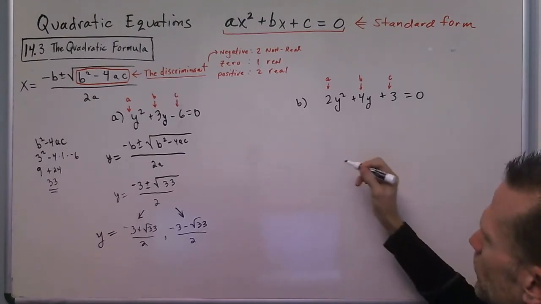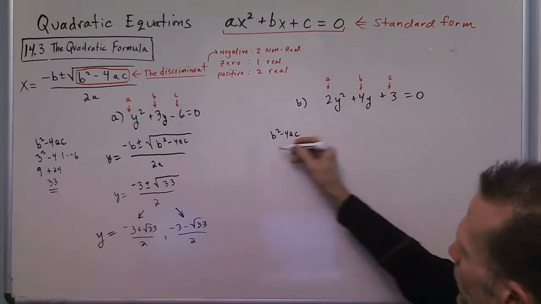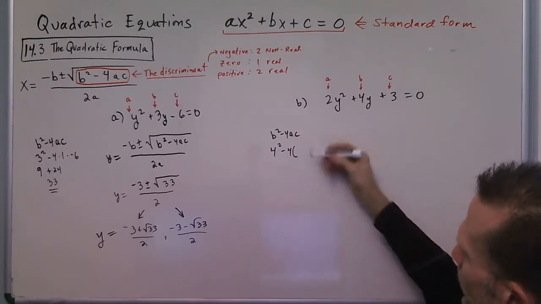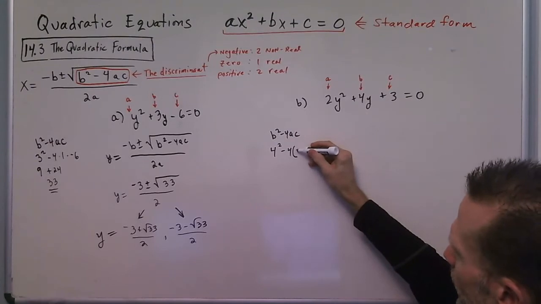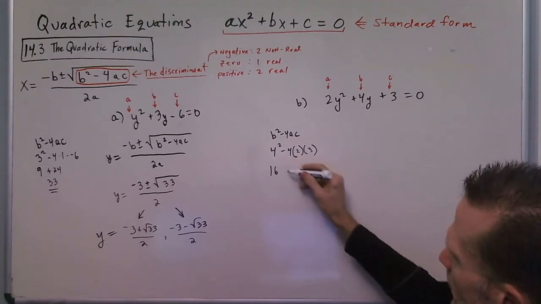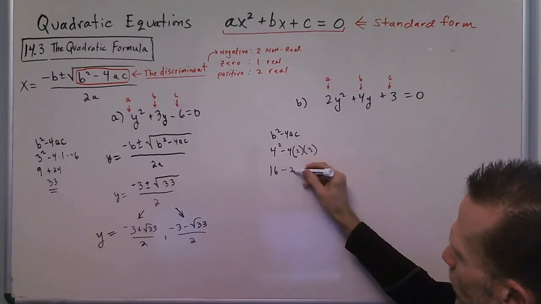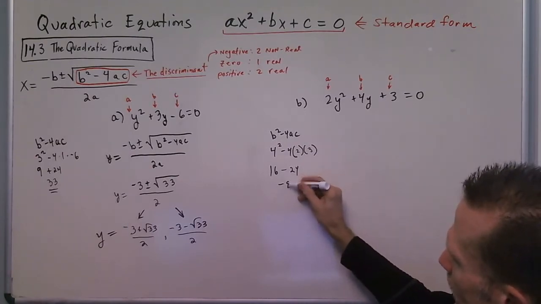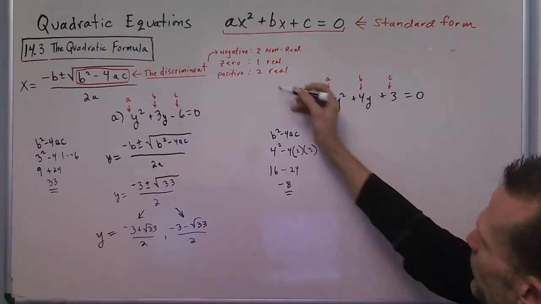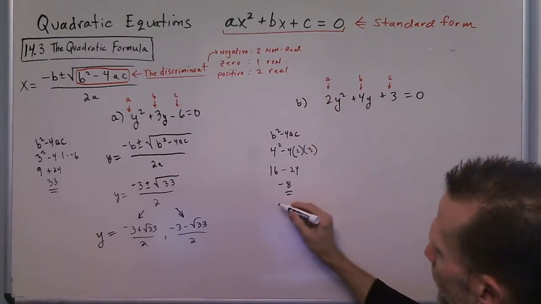Okay, so let's look through this one here. Let's first do the discriminant, b squared minus 4ac. So I have 4 squared minus 4. Sometimes you could use parentheses if you like parentheses better. The a value is 2 and the c value is 3. So I have 16 minus, let's see, 8 times 3 is 24. So I get negative 8 here. That means that we're going to have 2 non-real solutions because we have this negative sign here.